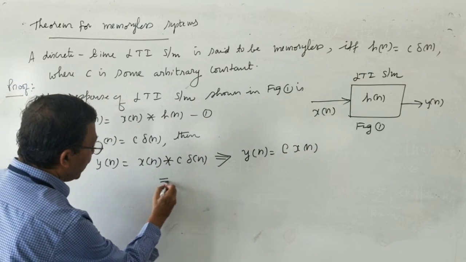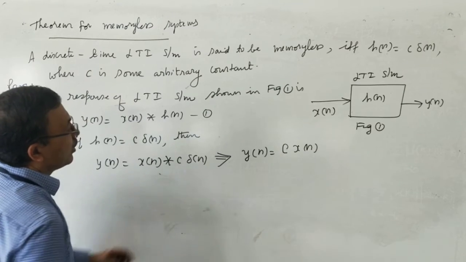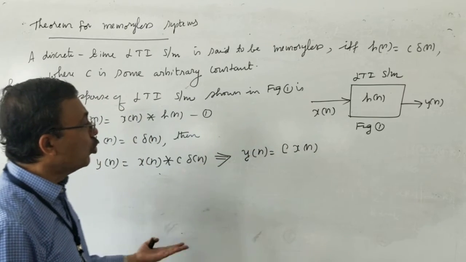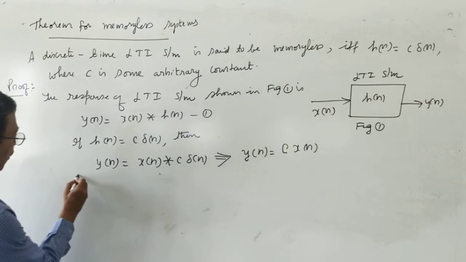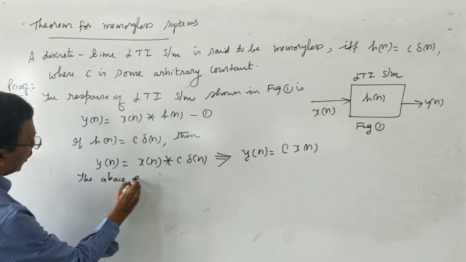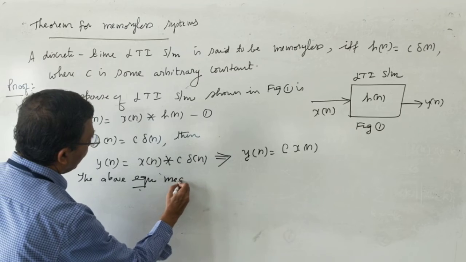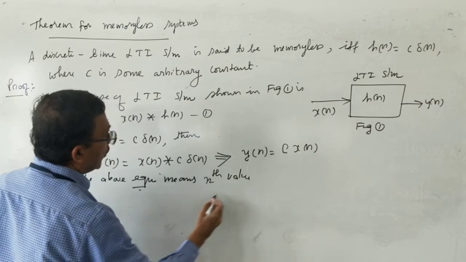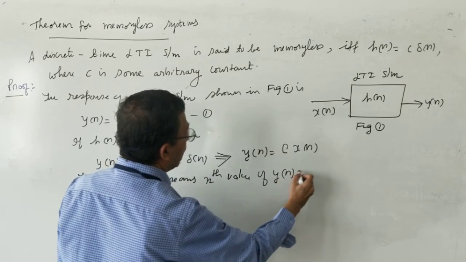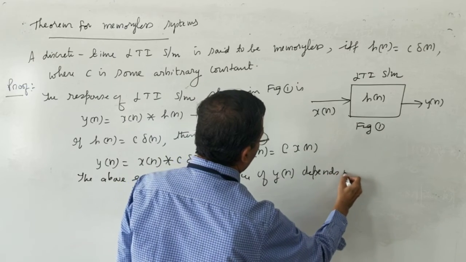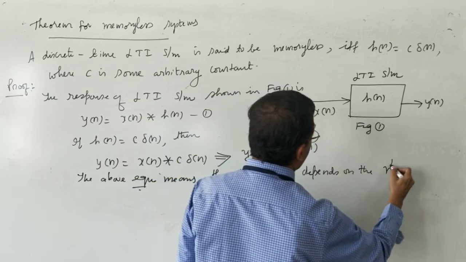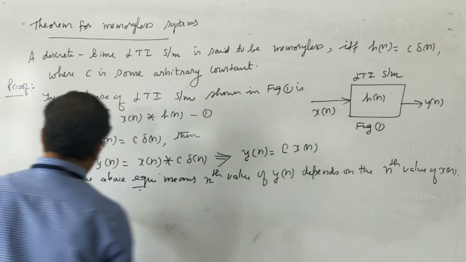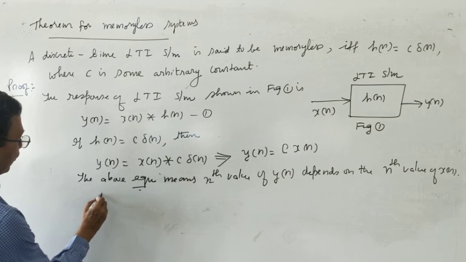The above equation means nth value of the output depends on the nth value of the input, and the system has no memory. The above equation means nth value of y of n depends on the nth value of x of n. Hence the theorem.